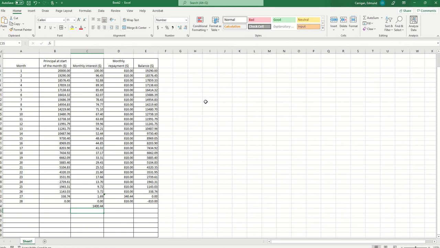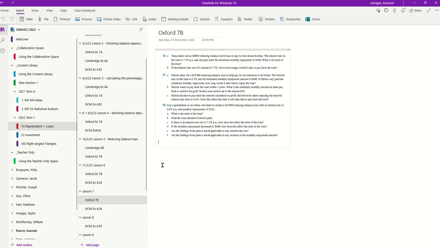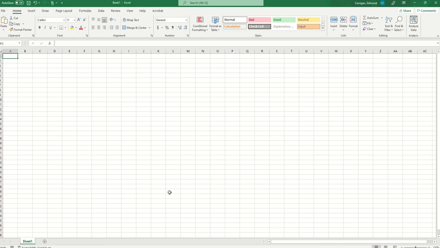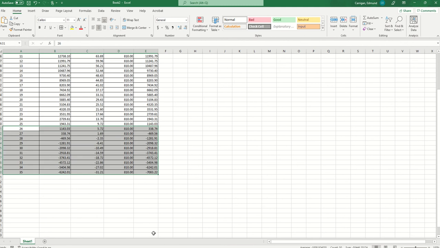Okay, that is it. If we go to our OneNote, the task will be to do these questions in Oxford 7B and New Century Maths, exercise 4.04. You'll be able to use this spreadsheet that you have just made. Grab one of the ones on top and then drag it down. You're just looking for when it goes negative. When it gets to negative, you're finished, and if you're going to work out that final repayment, you just need to remember to add these two things together, the things in the bottom line. All right, very good.